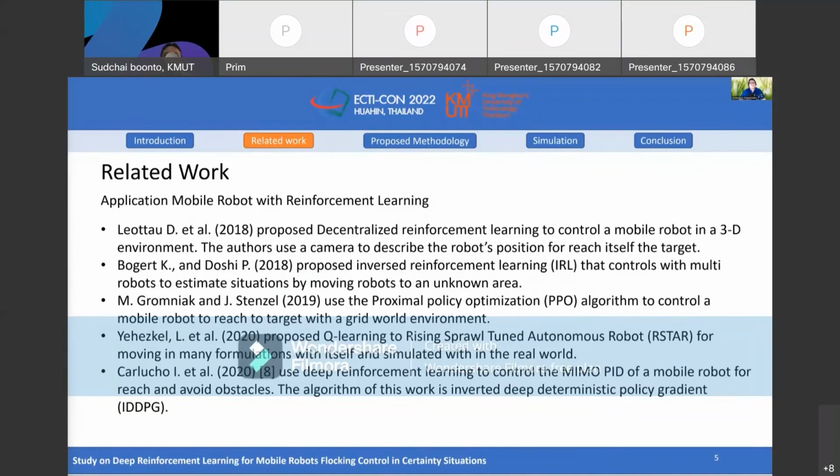Yeheskel et al. propose Q-learning for an autonomous robot moving with many information sources by itself and simulate it in the real world. The last example is Carlucho et al., who use deep reinforcement learning to control the MIMO PID of a mobile robot to reach goals and avoid obstacles. It uses the inverse of the DPG in this work.